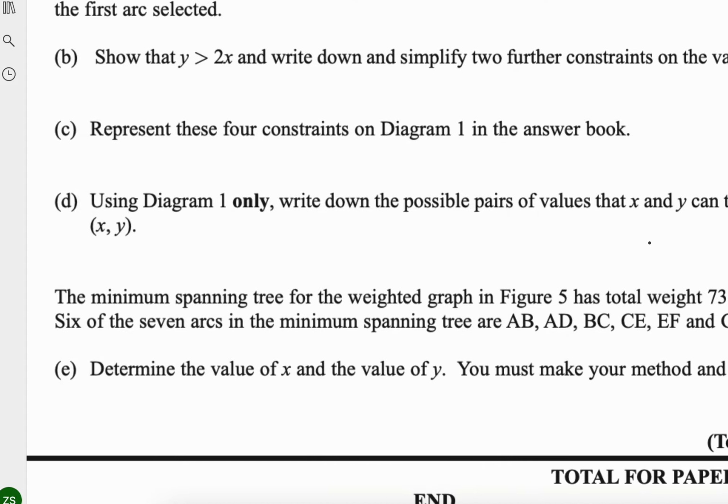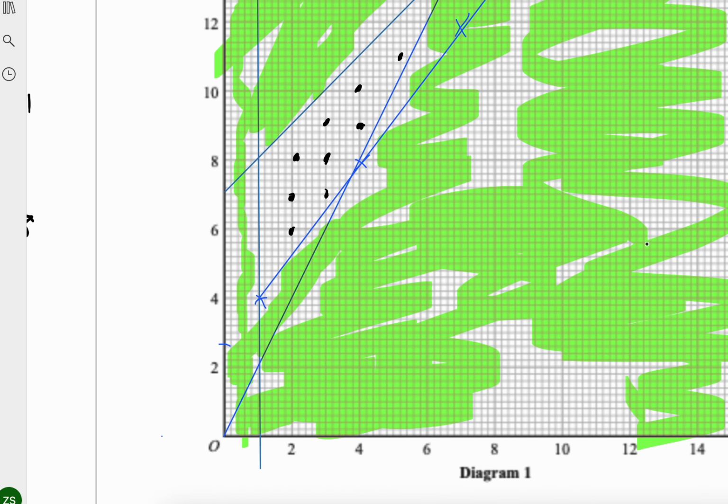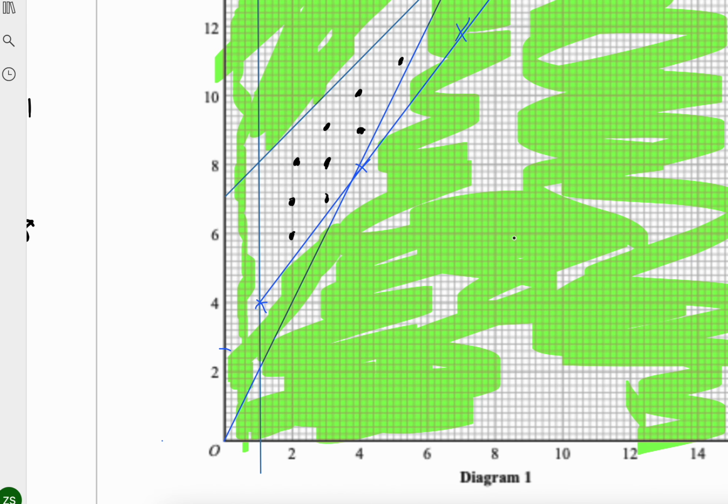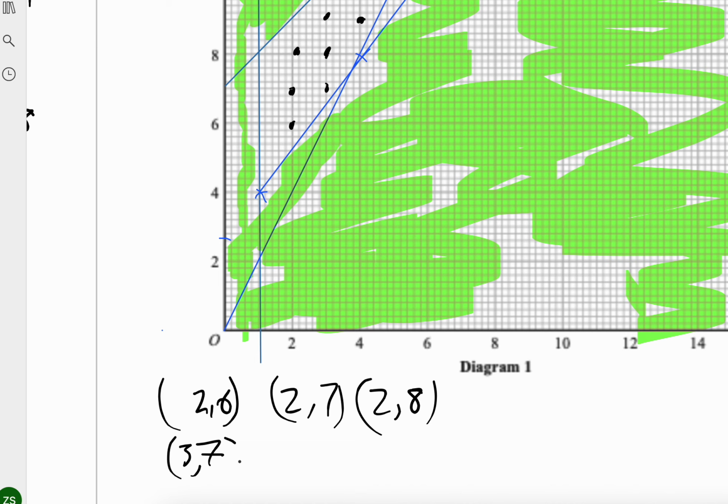Write down the possible pairs of values that x and y can take. So what shall we call them? You just pick. It's (2, 6), (2, 7), (2, 8), (3, 7). If they're on the line and it was not dotted, you can add it. It doesn't matter if it's on any dotted line.